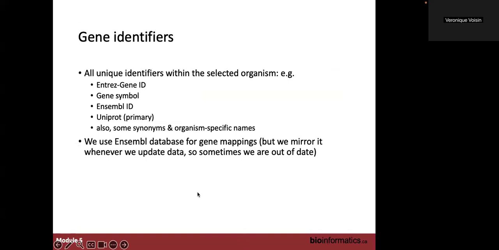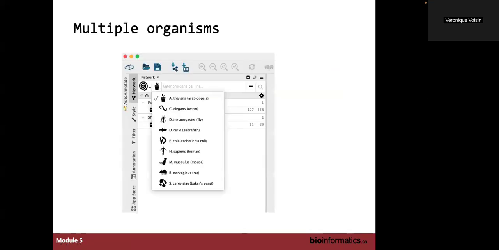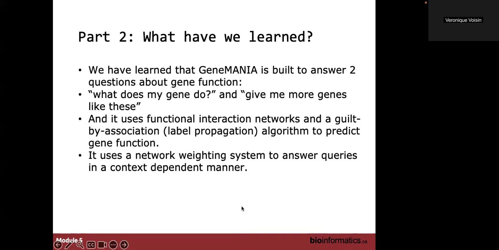GeneMANIA uses and recognizes multiple gene identifiers like Entrez gene ID, gene symbol, or Ensembl IDs, and also works on several model organisms. So what have we learned in this part 2? We have learned that GeneMANIA is built to answer 2 questions about gene function. What does my gene do? And give me more genes like this. And it uses functional interaction networks and a guilt by association label propagation algorithm to predict gene function. It uses a network weighting system to answer queries in a context-dependent manner.